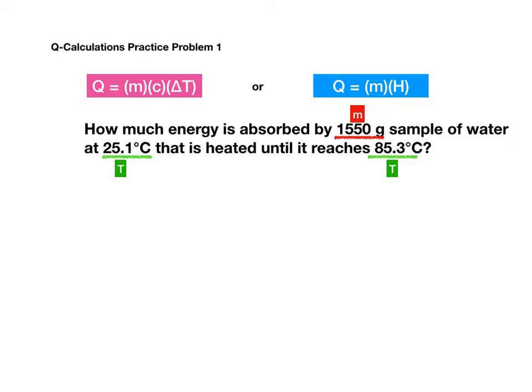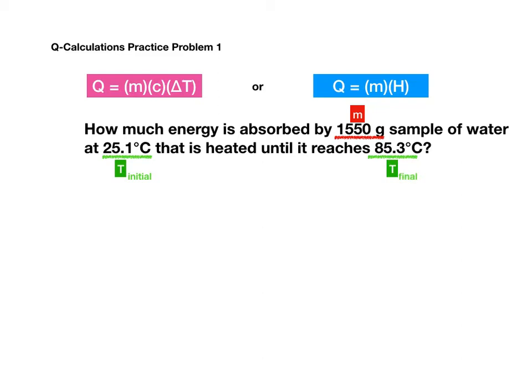One must be an initial temperature, the other one a final temperature. So I see that my sample is at 25.1 degrees Celsius. So I'm going to recognize that as the initial or starting temperature, and it's being heated until, and that second temperature would be the final temperature.